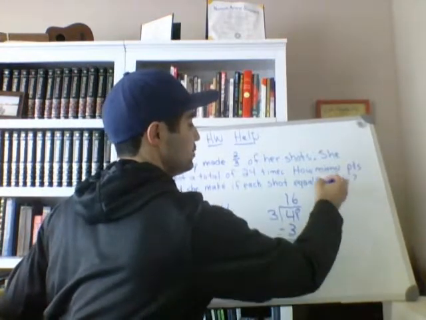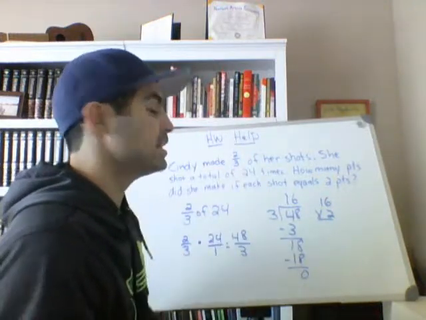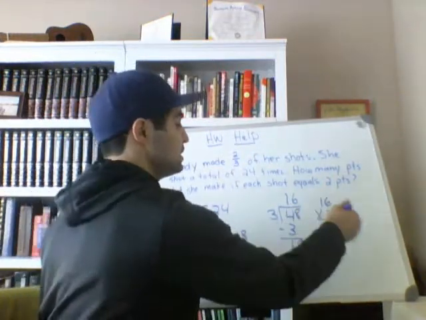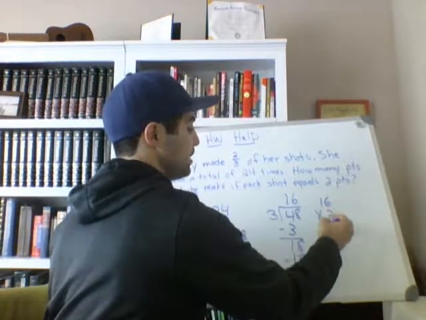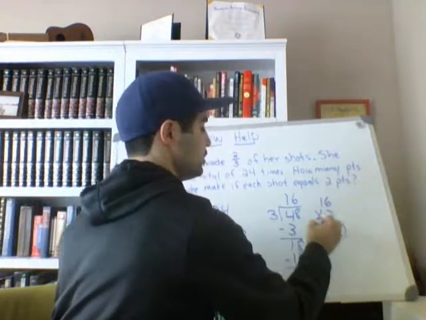Why do we multiply it by 2? Because each time a shot goes through a basket, it's 2 points. And she did that 16 times, so that's 16 times 2. So if you multiply that out, you're going to get 32 points. So she made 32 points.